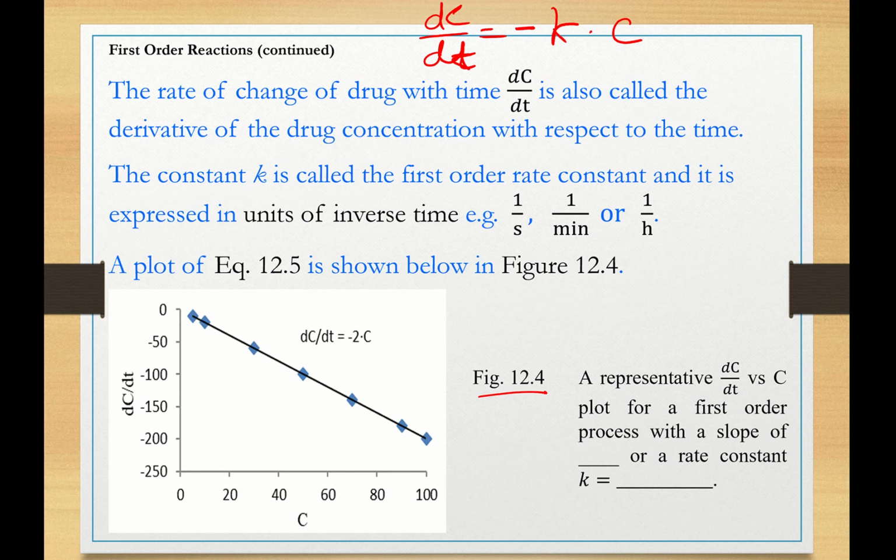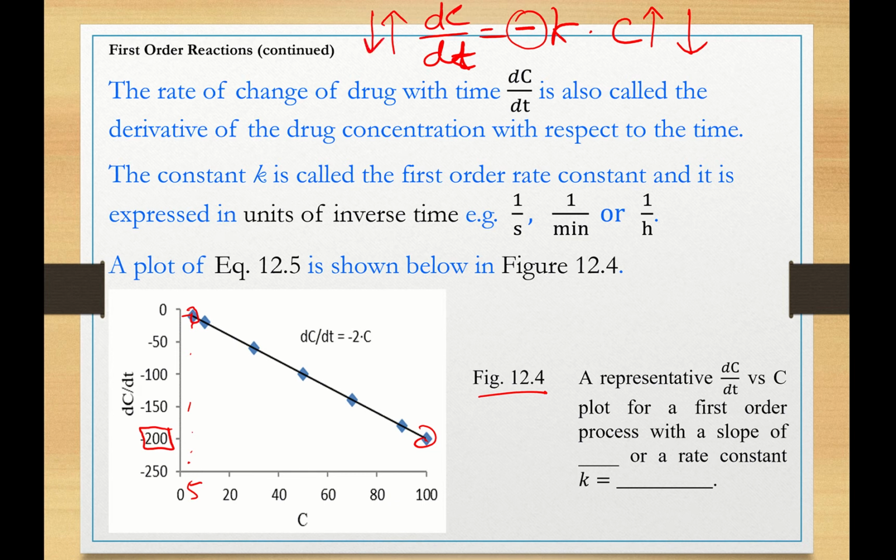Now, notice that when the concentration is high, let's say 100 here, dC/dt is very high, it's 200. Please disregard the negative sign as that is included in the equation. So when the concentration is high, dC/dt is high. When the concentration is low, let's say here, that would be maybe 5, the dC/dt is close to 0. So again, we verify when C is high, dC/dt is high. When C is low, dC/dt is low.